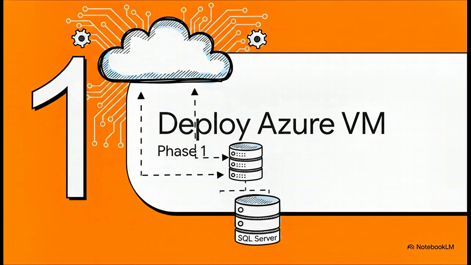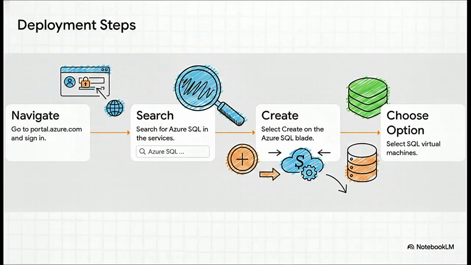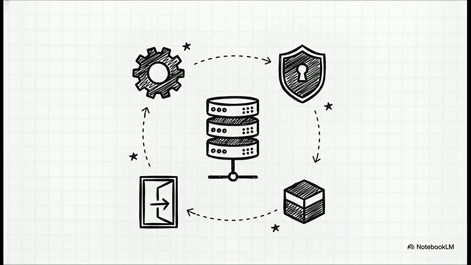All right, let's kick off phase 1, deploying the Azure Virtual Machine. When you jump into the Azure Portal later for the lab, the navigation is actually pretty straightforward. You'll sign in, head up to that top search bar and type in Azure SQL. Hit Create, and then just be careful here. Make sure you select the dropdown specifically for SQL Virtual Machines. It's an easy path, but knowing exactly where to click right off the bat is going to save you some serious time.